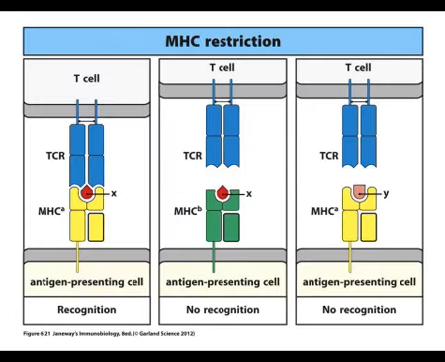So again, this process is MHC restriction, in that the T cell receptor is only going to recognize peptide when it's bound to MHC, and it's going to recognize both parts of the MHC and parts of the peptide. So if it doesn't recognize either the MHC or the peptide, it is not going to become stimulated by this interaction.